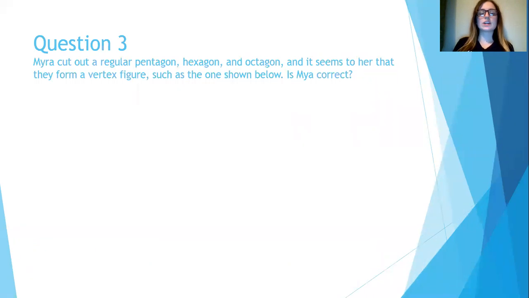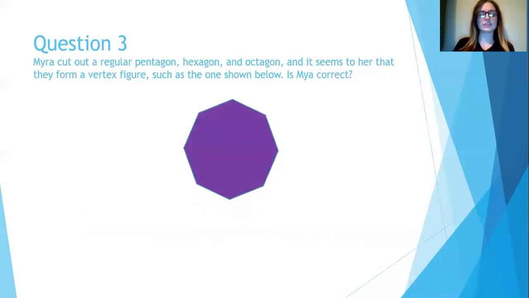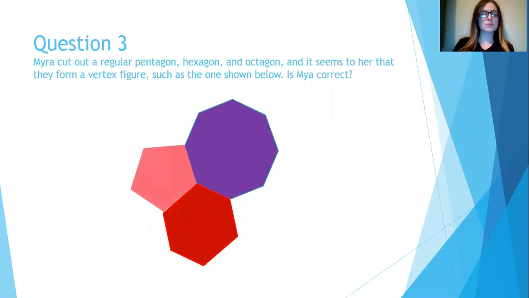Myra cut out a regular pentagon, hexagon, and an octagon, and it seems to her that they form a vertex figure such as the one shown below. Is Myra correct? Let's figure it out and create the figure. So we have our octagon, our hexagon, and our pentagon. Our pentagon's interior angles are 108 degrees. Our hexagon's angles are 120, and our octagon's interior angles are 135.